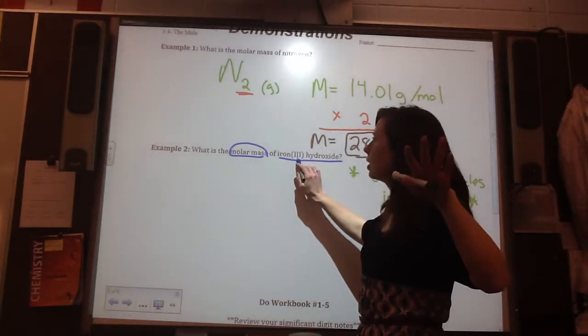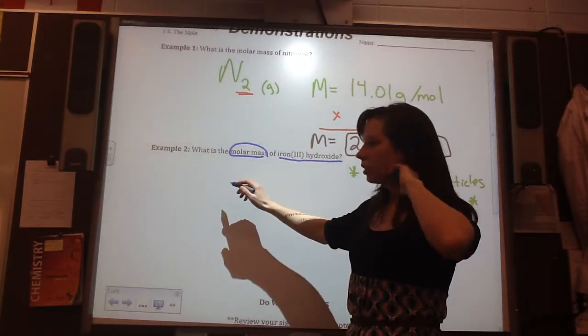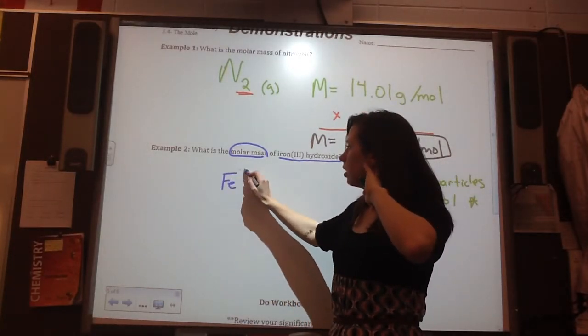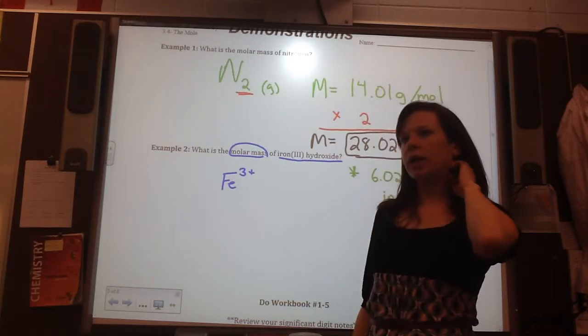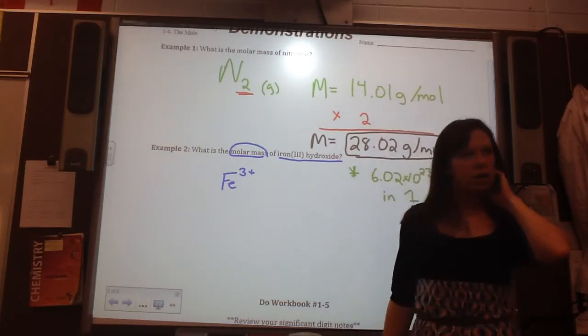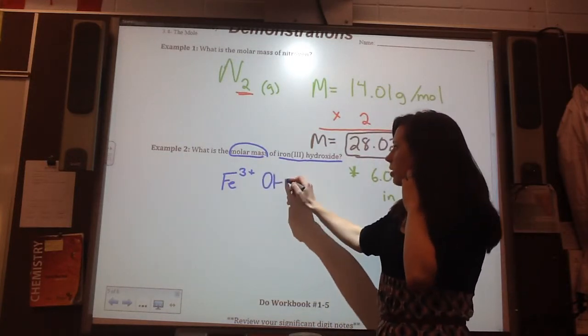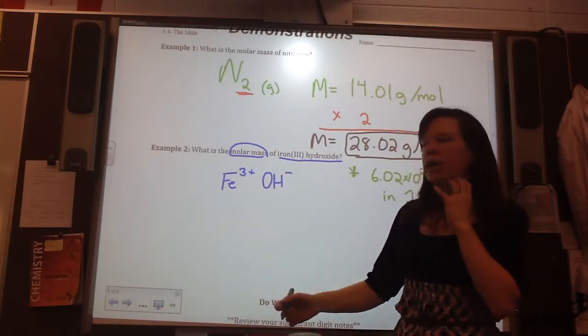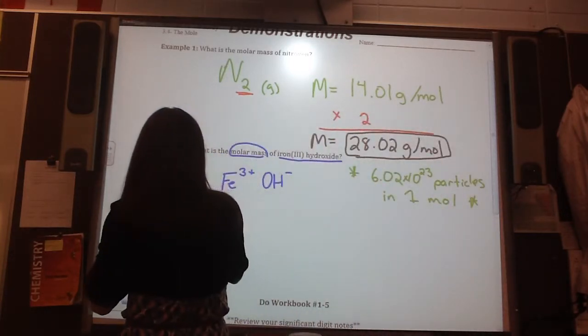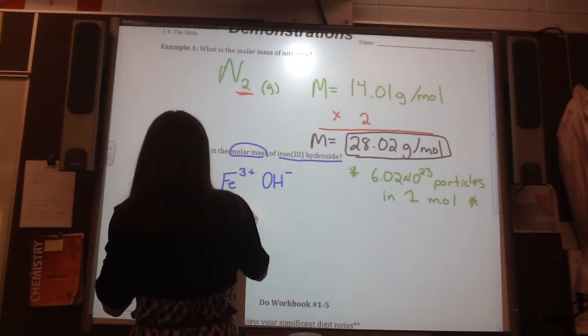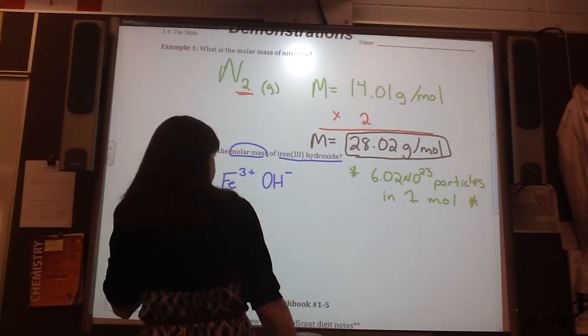So what does the 3 mean there? That's the charge, yeah. So I'm using iron 3 plus, and what's hydroxide? OH minus. So now I crisscross to get my compound, and I have Fe(OH)3.